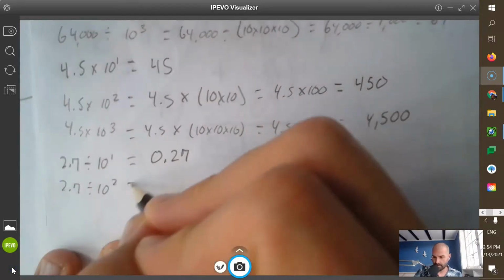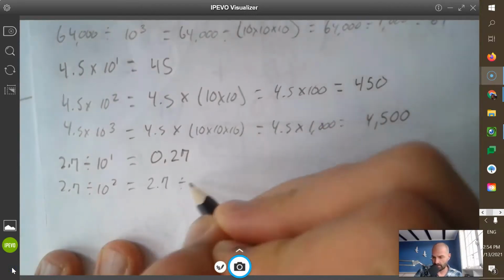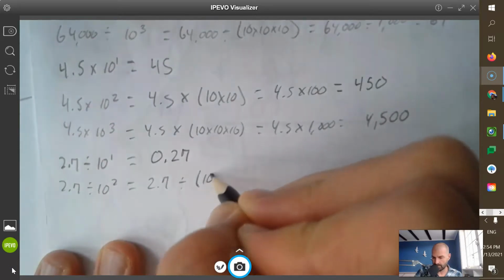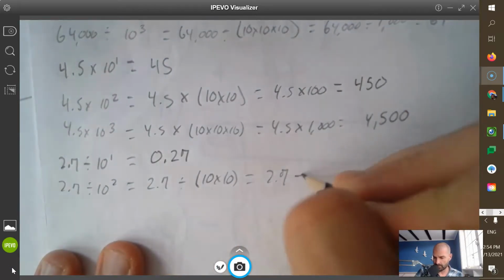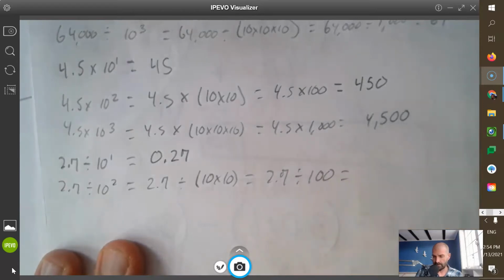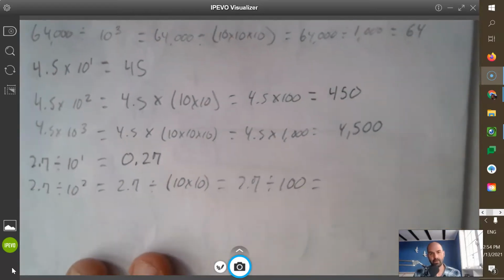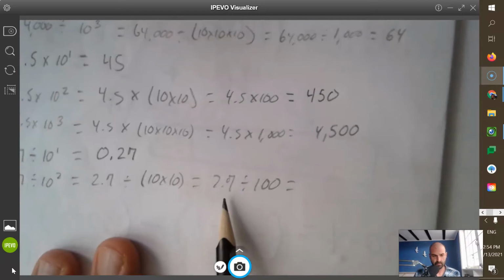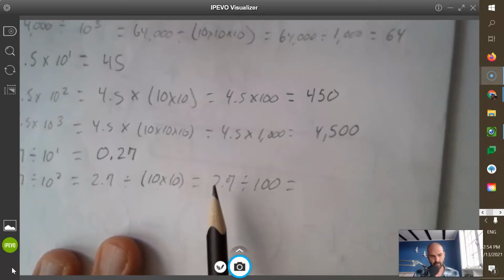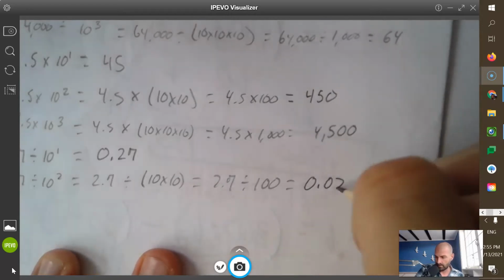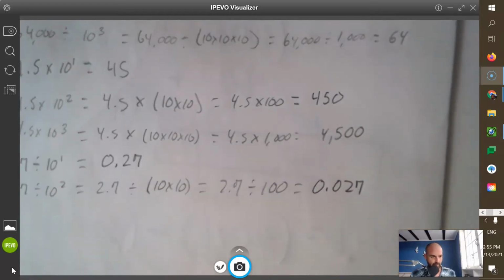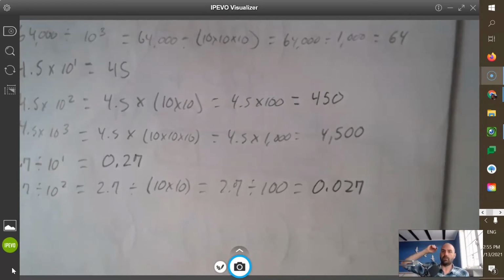All right, so that is the same as looking at 2 and 7/10 divided by 10 times 10, which is equal to 2 and 7/10 divided by 100. And when we divide by powers of 10, our digits go to the right. So 2 and 7/10 are going to go two spots to the right. So I go from ones to tenths to hundredths. So that's going to be 0 and 27 thousandths.